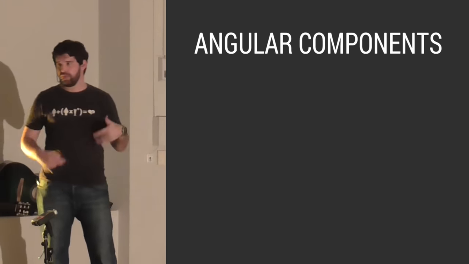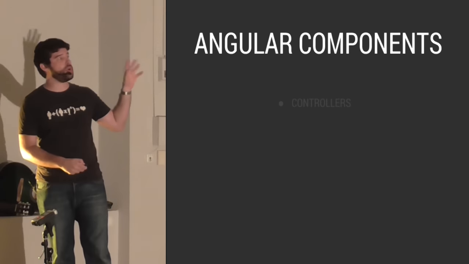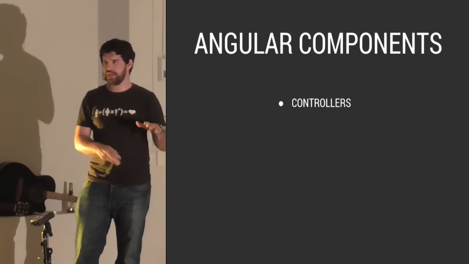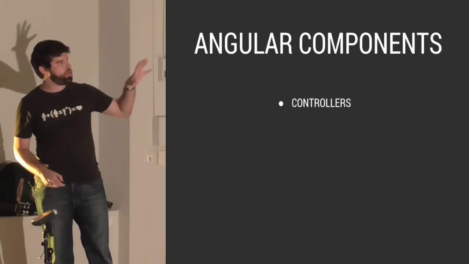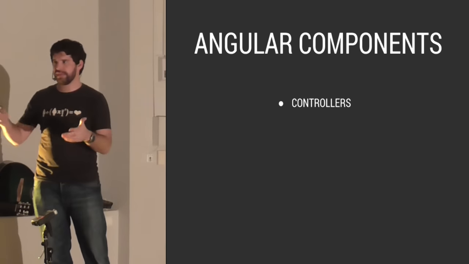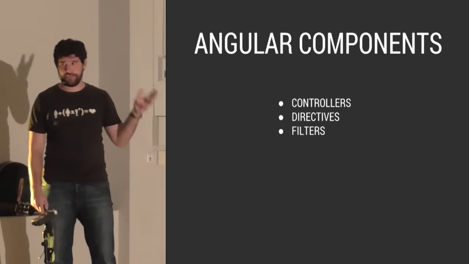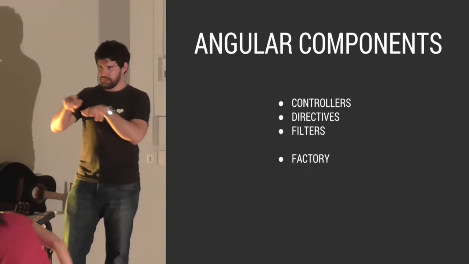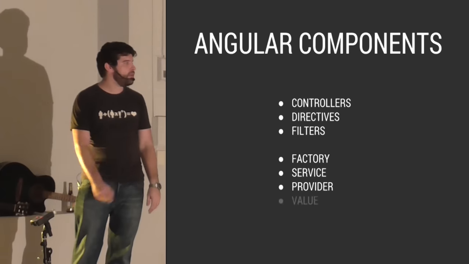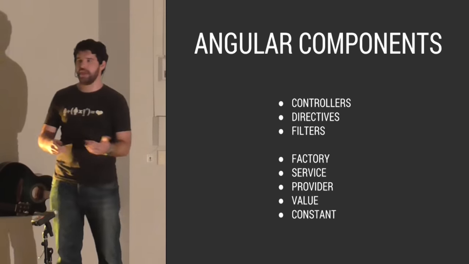So in order to speak about dependency injection, we need to know a little bit about Angular, about the Angular components. So we have controllers. I'm not going into this, this is not an intro to Angular. You're supposed to know the different components, but it's okay. If something is unclear, just shout at me, okay? You have controllers, you have directives, and you have filters. This is the API. You can type controller and define a controller and so on. Factory, service, provider, value, and constant. Okay, these are the components you can define in Angular.